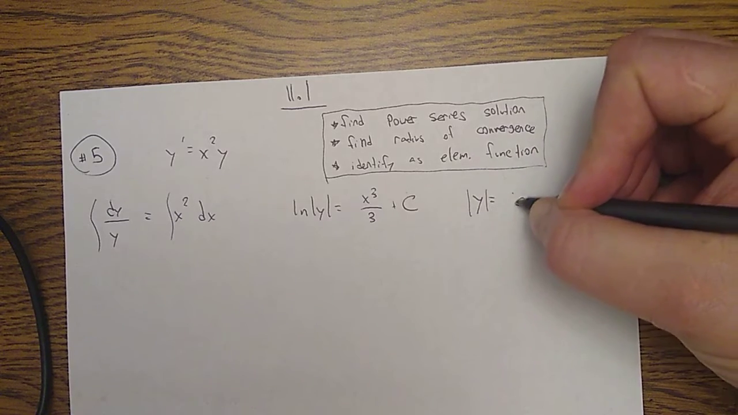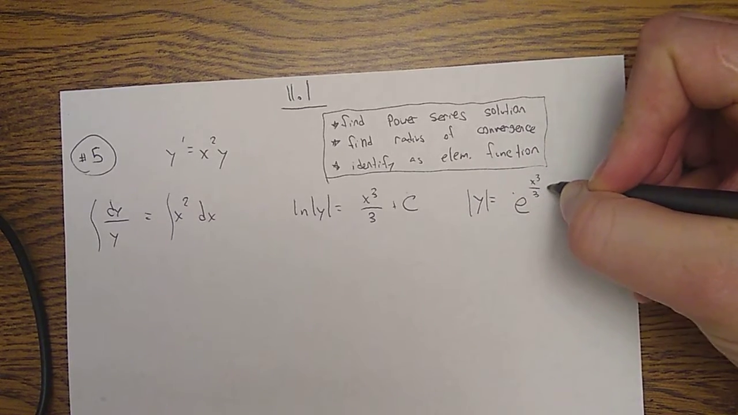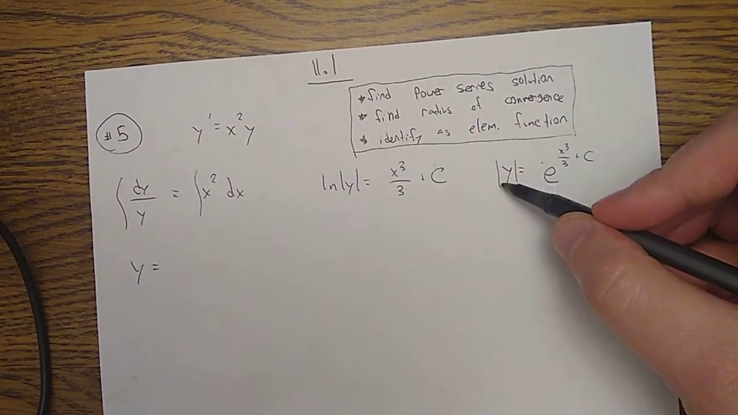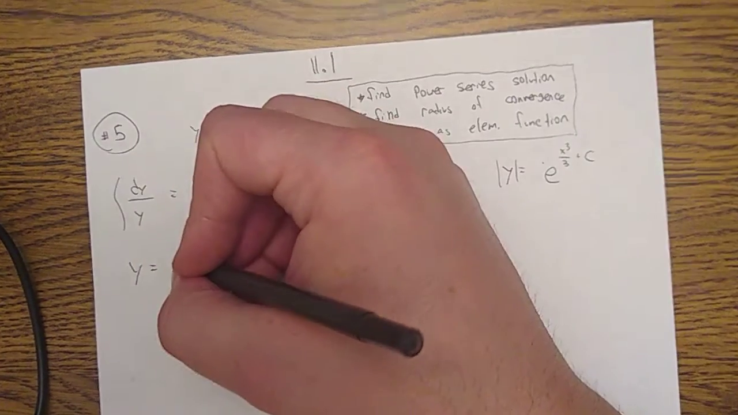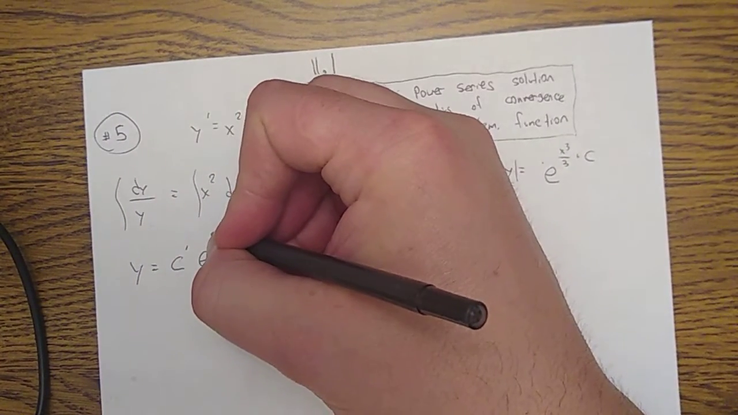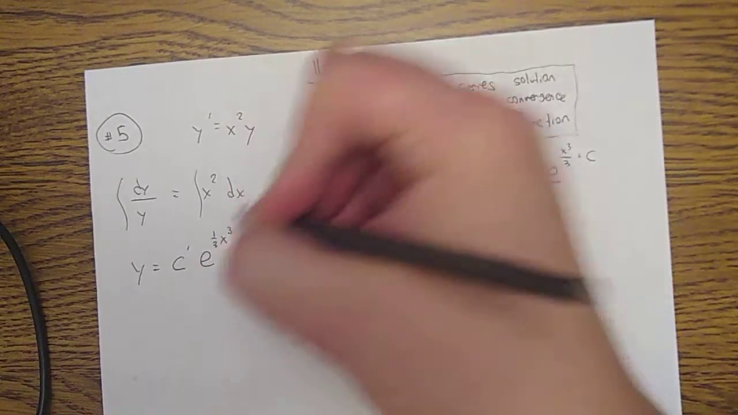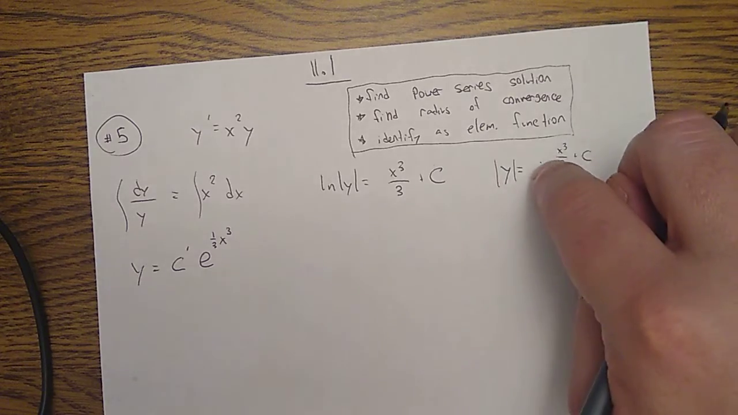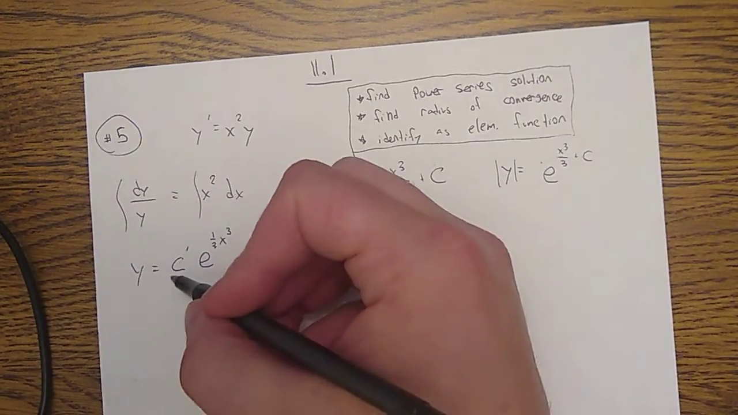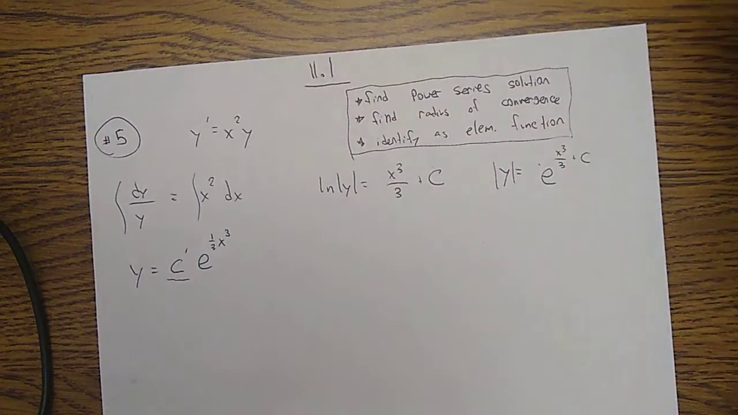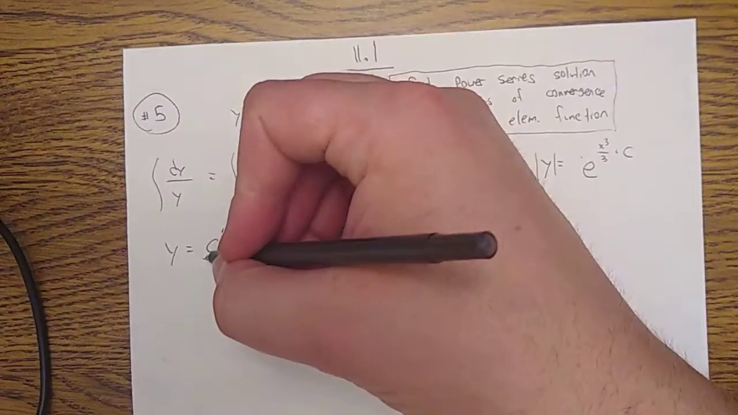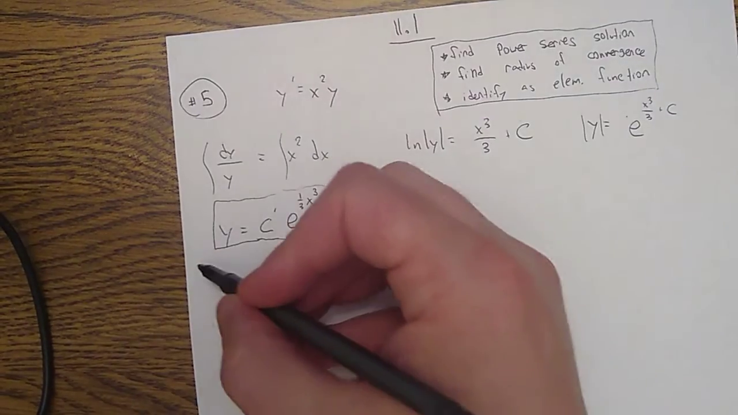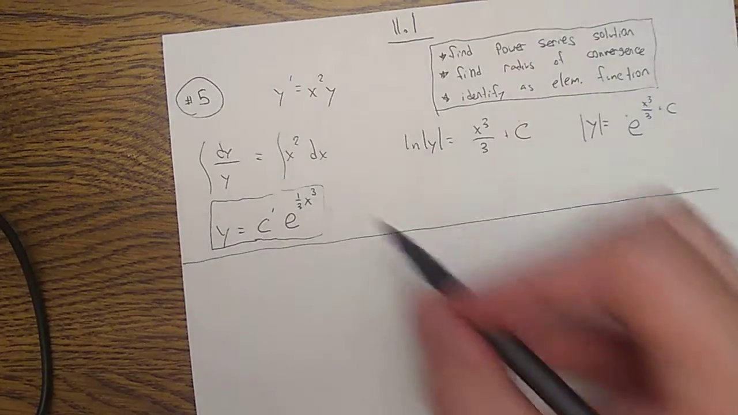So the absolute value of y is e to the x cubed over 3 plus c. And then here's what I can do. I can take the absolute values off, which makes this a plus or minus. But I can take this e to the c, which is just a constant, together with the plus or minus, and say c prime is a constant that might be positive or negative. So I can say that this is the general solution. This isn't a power series, but this will help us.